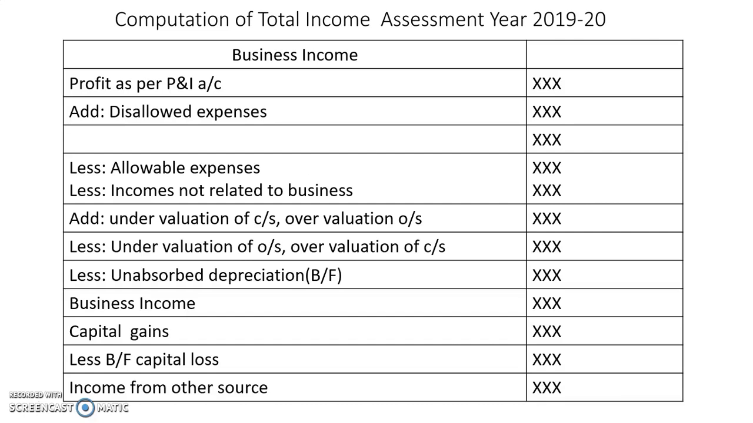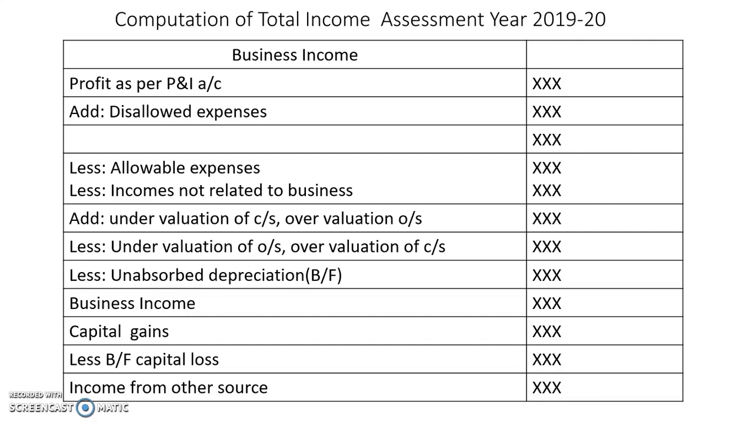If any unabsorbed depreciation is brought forward, then it should be deducted. Finally, you will come to the business income. After calculating business income, you go for the other heads of income, that is capital gain. In capital gain, if any brought forward capital loss is given in your problem, that can be deducted from the capital gains. And after capital gains, the last source is the income from other source. So you add the income from other source.